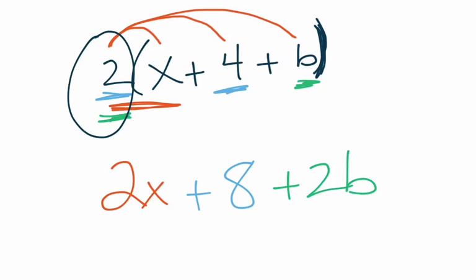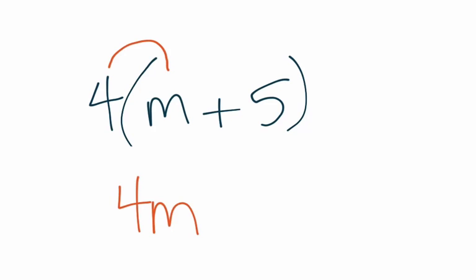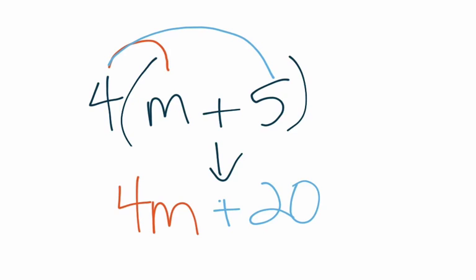So let's do another example. Let's say we have 4 parentheses m plus 5. Let me clean this up a little bit. So I'm going to take 4 times m, which is going to give me 4m, and I'm going to take 4 times 5, which is going to give me 20. Notice that this just stayed positive, and it just came down.